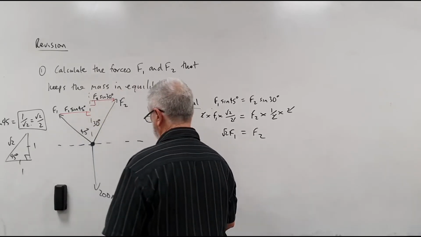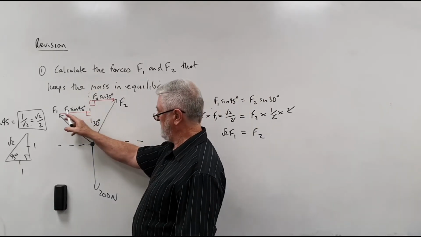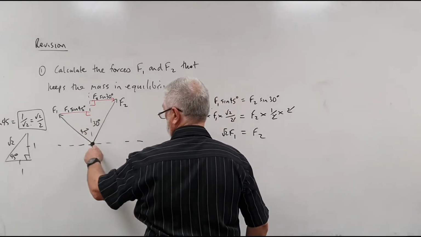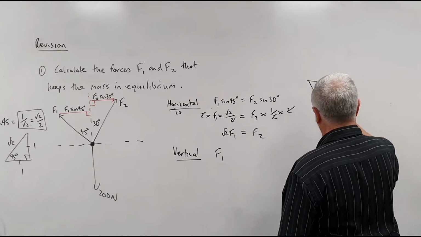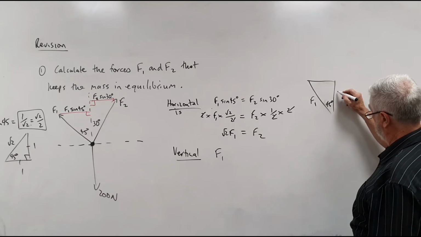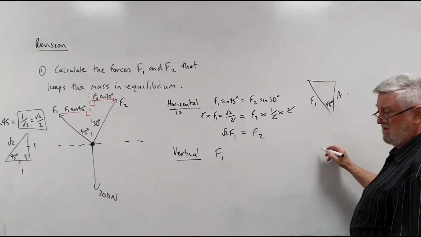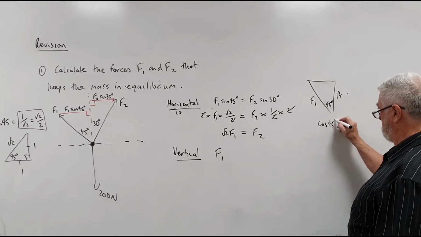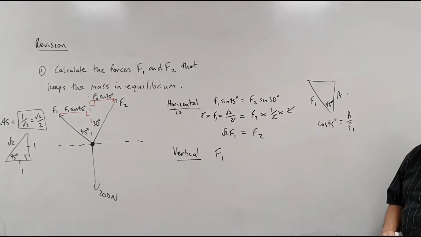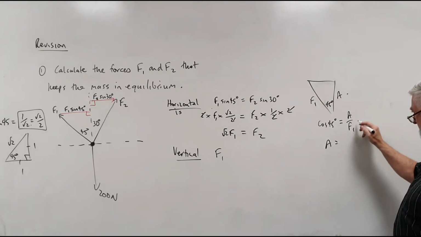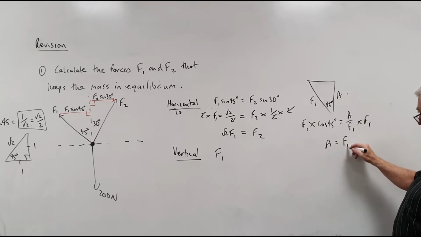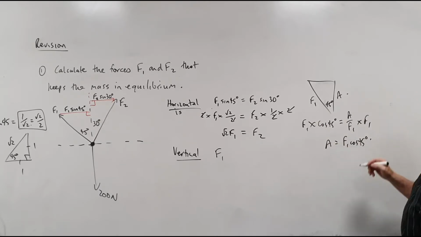No vertical. If that one's F1 sine 45, what's this one here? I'm just going to draw that bit there. 45 degrees, even that's a bit rough. That's F1. That's the adjacent. So the cos of 45 is adjacent over the hypotenuse. Root 2 on 2. So the adjacent is, if I times that by F1, I times that by F1, the adjacent is F1 cos 45.